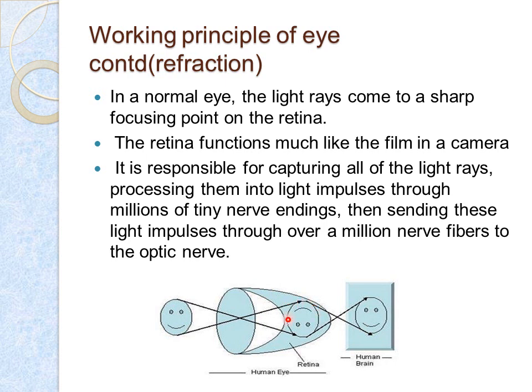This image which is formed over here, in a normal eye, is focused on the retina, and the retina, which is acting as the film of a camera, is responsible for capturing all the light rays and processing them through light impulses to millions of tiny nerve endings, and they are sending the light impulses through millions of nerve fibers to the optic nerve. The optic nerve is carrying it to the brain, where we will see a straight and nice image of what we wanted to see.